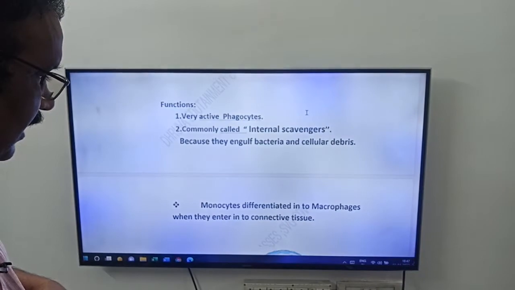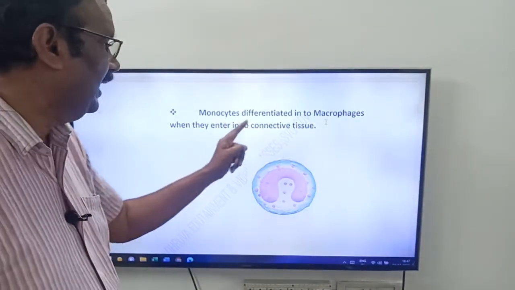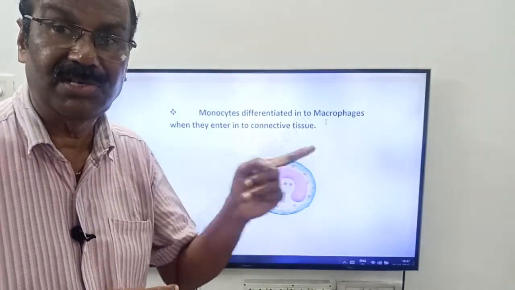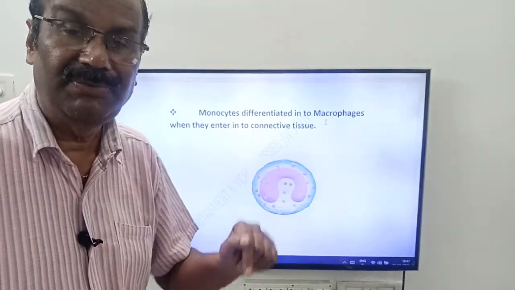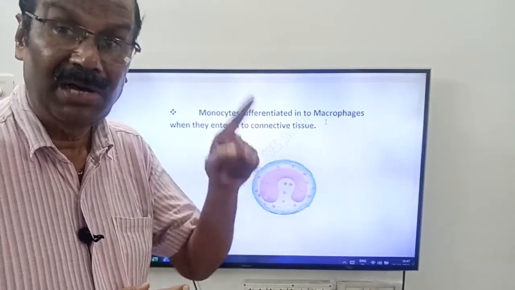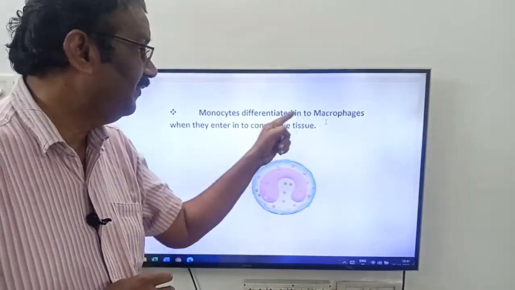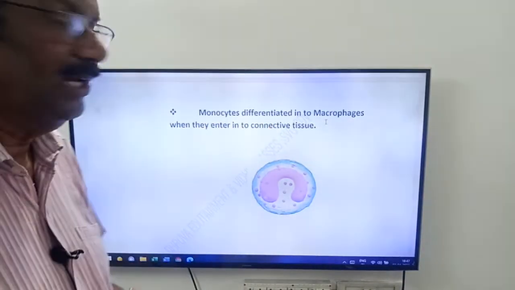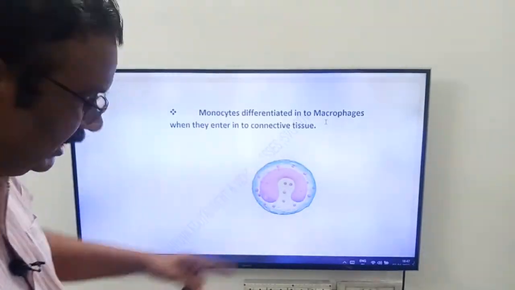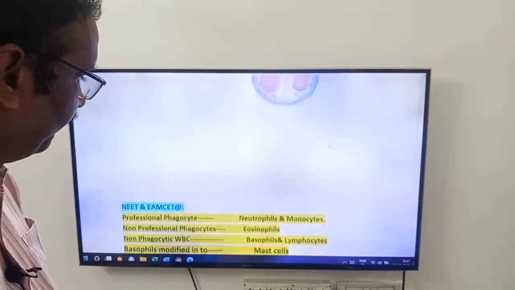See, friends, these monocytes differentiate into macrophages when they enter into connective tissue. You have to recall the connective tissue proper. There we discussed the macrophages. Macrophages are modified monocytes. Mast cells are modified basophils. So monocytes differentiate into macrophages when they enter into the connective tissue. See, monocyte. They have a kidney-shaped or reniform nucleus.